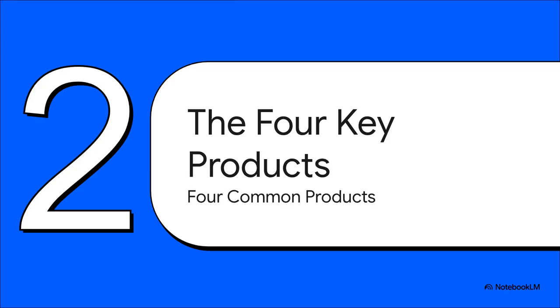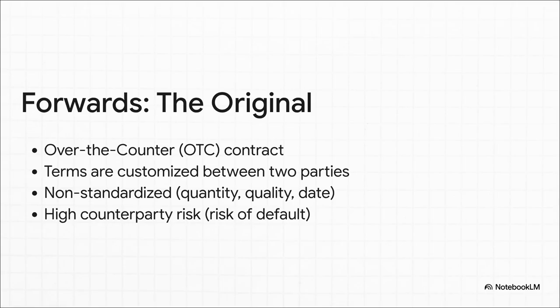Okay, so now we get why derivatives exist. Let's look at the actual tools of the trade. There are four main types, and for your exam, you really need to know what makes each one different. We'll start with the oldest and probably the simplest form of them all. Forwards are the original derivative. The best way to think about them is like a private handshake agreement. It's just between two people, over the counter, not on an exchange.